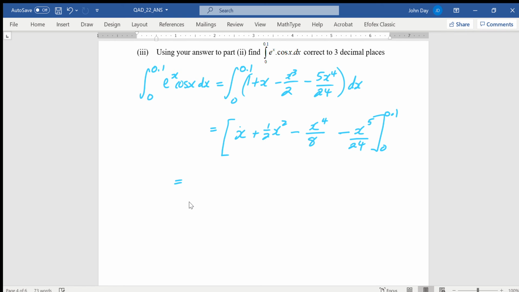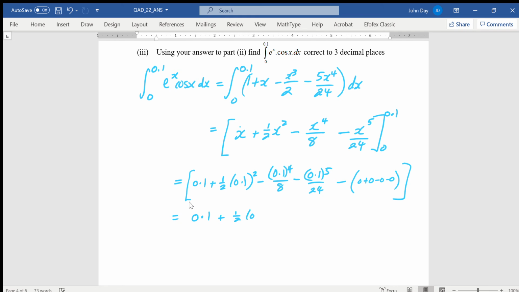So that's equal to, and then we've got our 0.1 plus a half times 0.1 squared minus 0.1 to the 4 on 8 minus 0.1 to the 5 on 24. And then it'll be minus 0, and 0 minus 0 minus 0. All right. So it's just 0.1 plus a half of whatever 0.1 squared is, minus an eighth of whatever 0.1 to the 4 is, minus a 24th of whatever 0.1 to the 5 is.